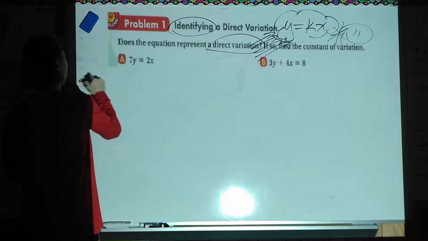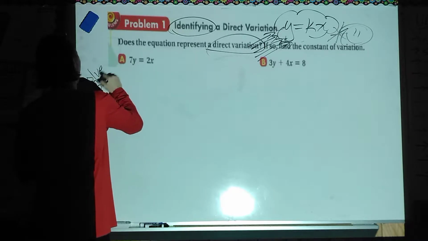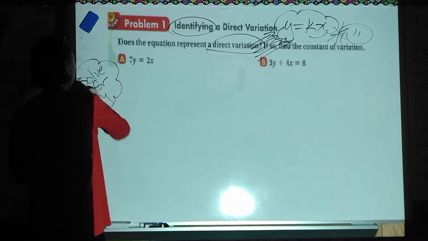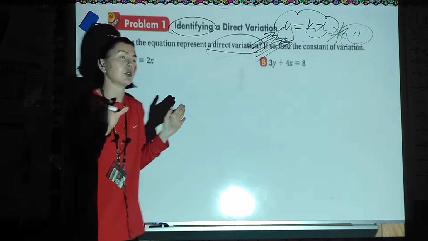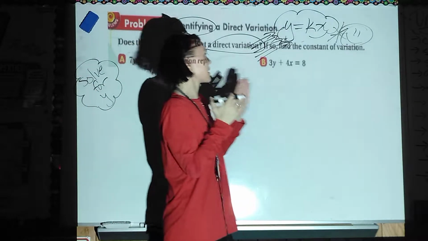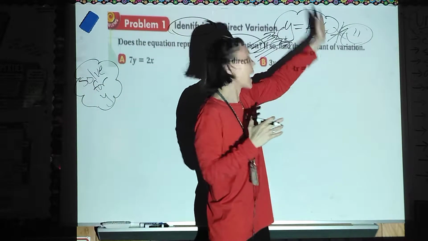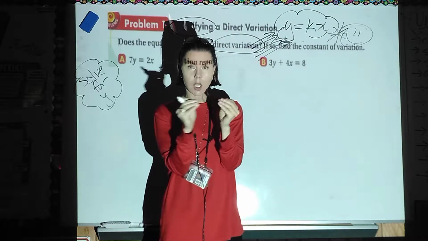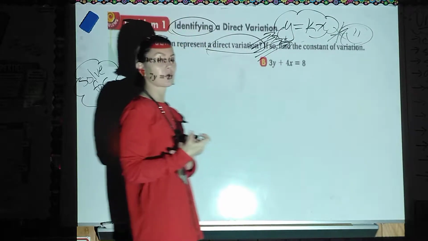Solve for y. Everybody write solve for y. That's all you got to do. Because if it doesn't say y equals kx, then it is not a direct variation.